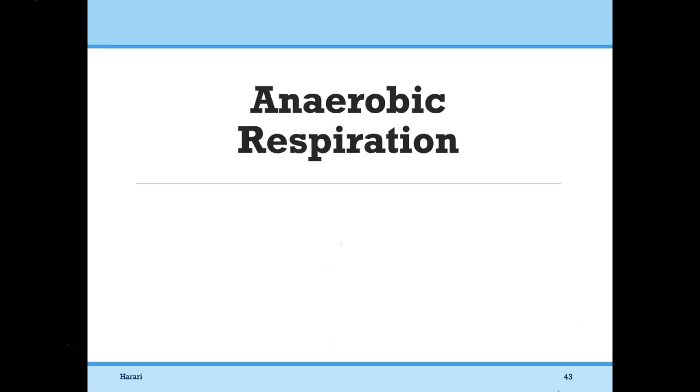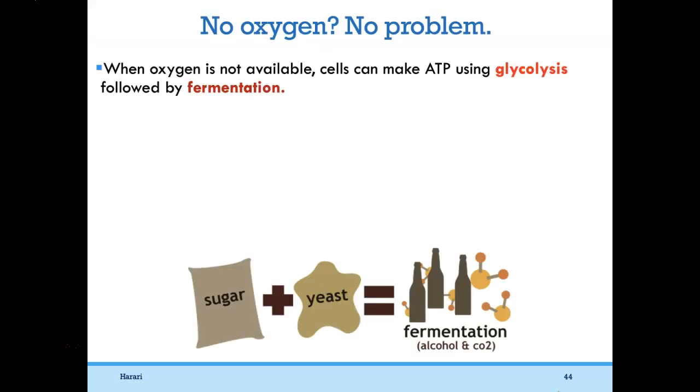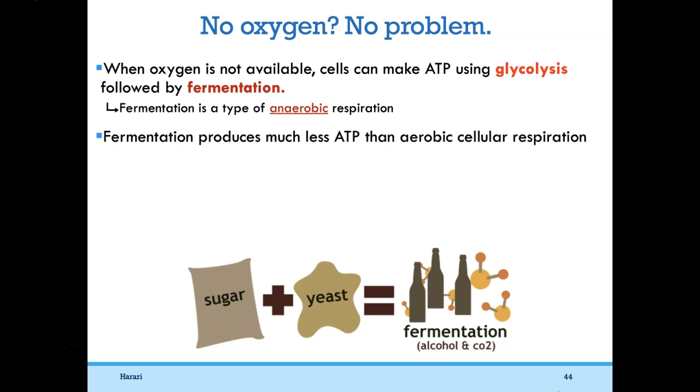So now let's quickly talk about anaerobic respiration. When oxygen is not available, cells can make ATP using glycolysis, which makes a little bit of ATP, followed by fermentation. So if you don't have oxygen, it's not a huge problem. Fermentation is an anaerobic process that produces a limited amount of ATP when oxygen is not available. So fermentation produces a lot less ATP than aerobic cellular respiration.